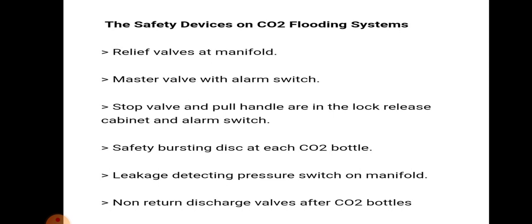Safety bushing disc at each CO2 bottle. Leakage detecting pressure switch on manifold. Non-return discharge valve after CO2 release. The safety devices in CO2 flow systems are relief valve at manifold, master valve with alarm switch, stop valve and pull handle, the lock release cabinet with alarm switch, safety bushing disc at each bottle, leakage detecting pressure switch on manifold, and non-return discharge valve after CO2 bottle.